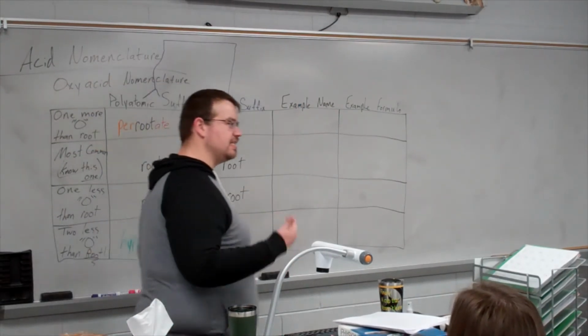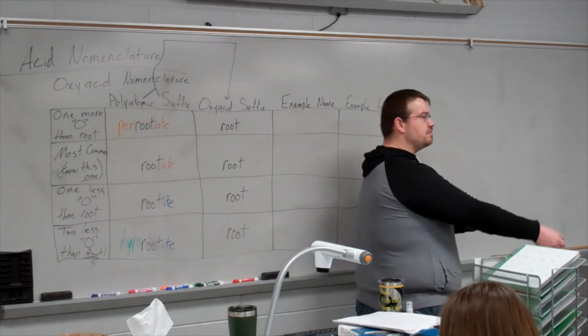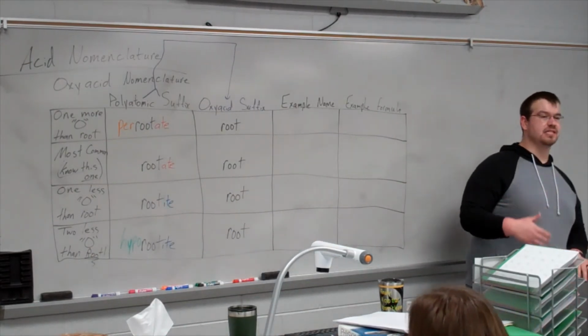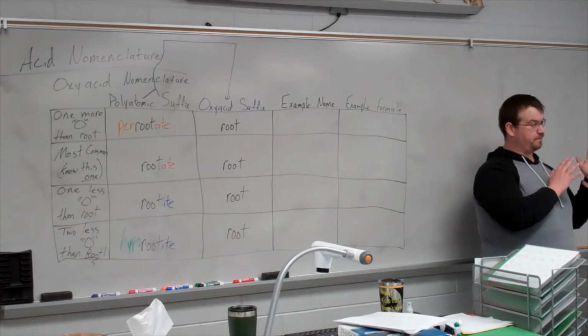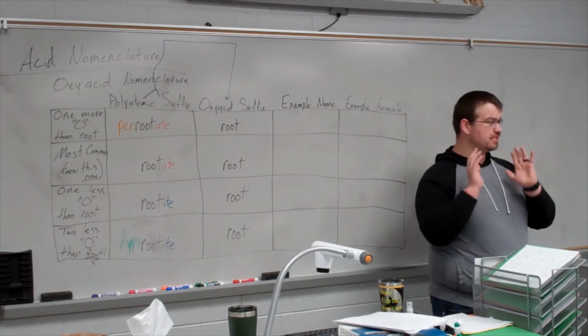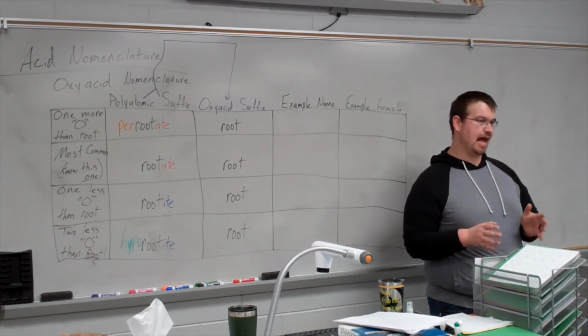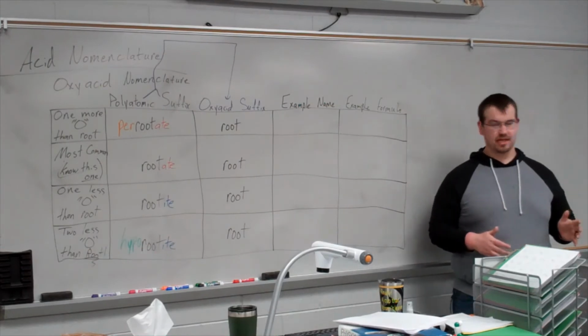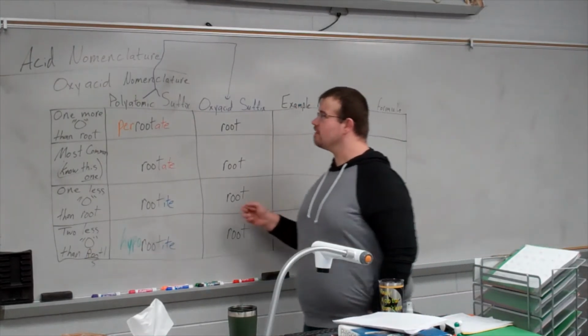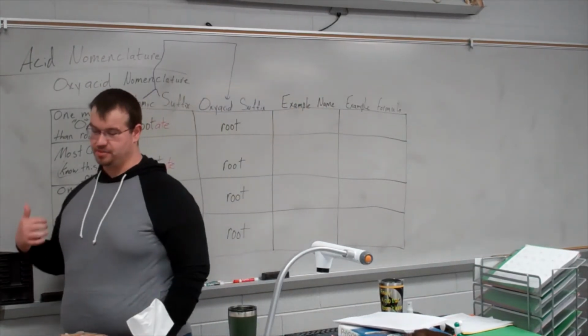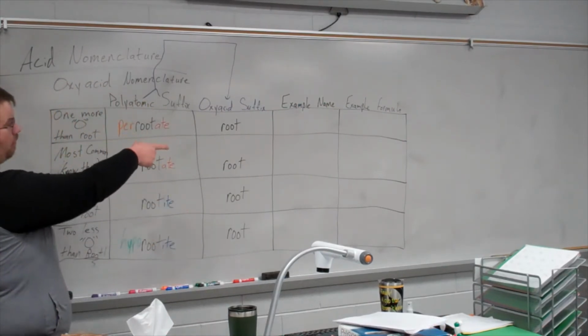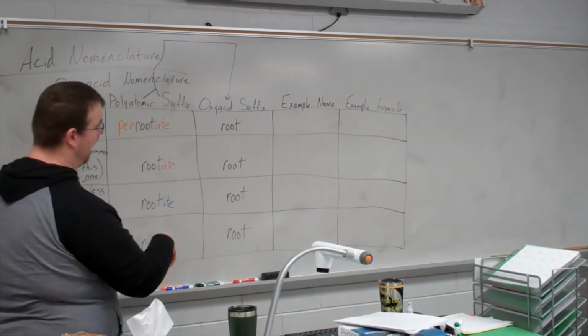Remember, what's the key to an acid? It has hydrogen in it, but not only is hydrogen in it, it's the very first one. Just because hydrogen's in it doesn't mean it's an acid. Hydrogen has to be first. Then it's the same thing for this oxyacid nomenclature, which you'll see in a moment when we work these example formulas over on the side.